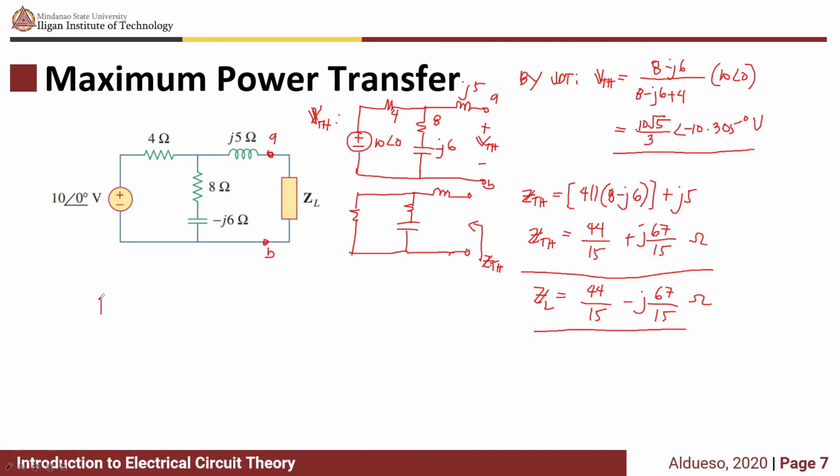Now solving for the maximum power transfer, it is equivalent to the magnitude of VTH, which is (10√5)/3, squared, over 8 times our RTH, so 44/15. This is equivalent to 2.367 watts.